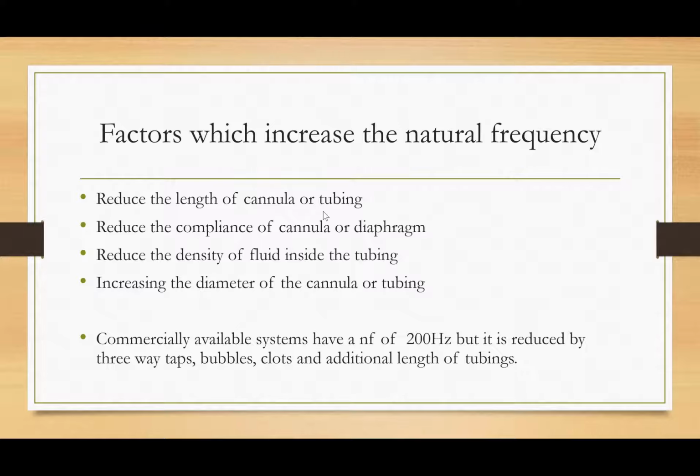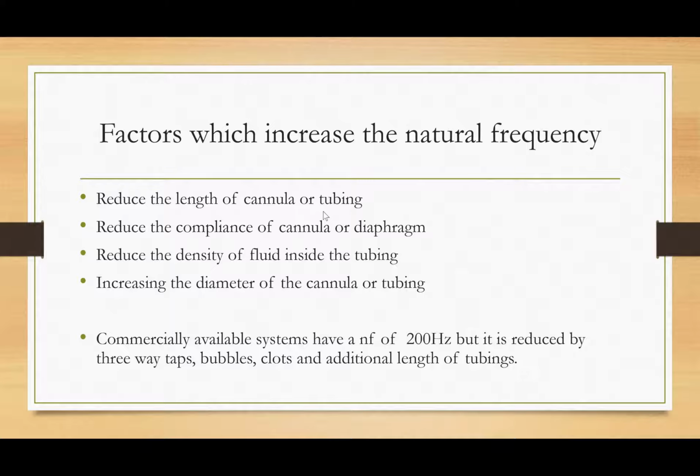So what are the factors which increase the natural frequency? To increase the natural frequency in an intra-arterial blood pressure system, what can we do? We can reduce the length of the cannula or tubing, reduce the compliance of the diaphragm of the transducer, reduce the density of the liquid inside the tubing, and also increase the diameter of the cannula or tubing.